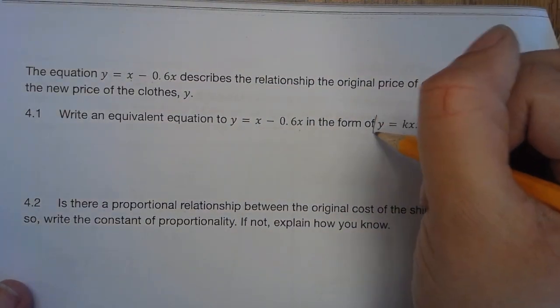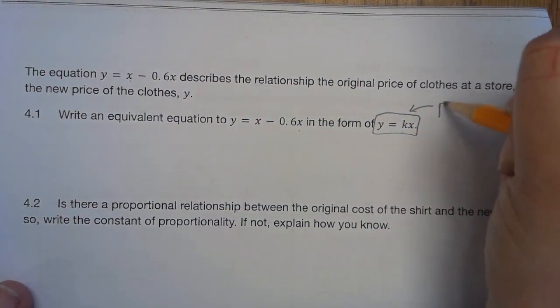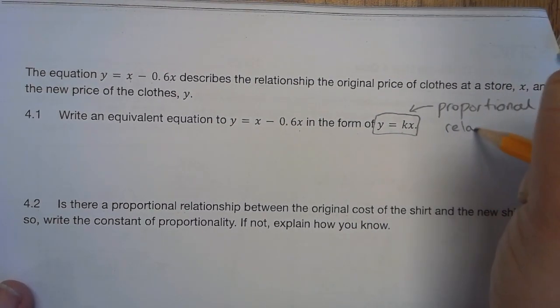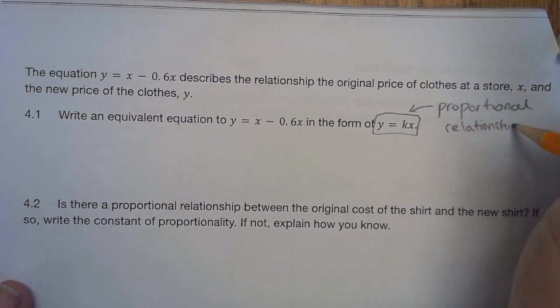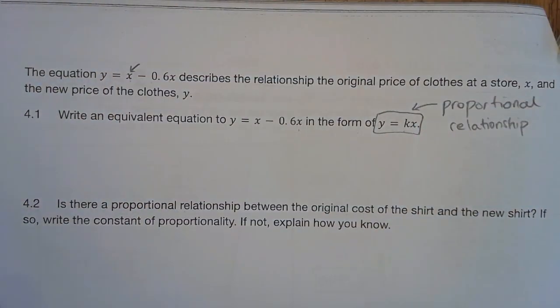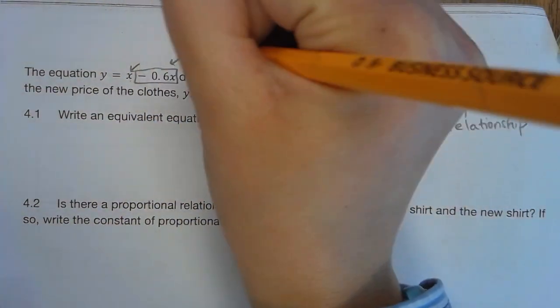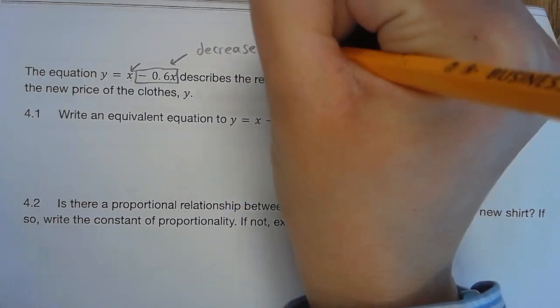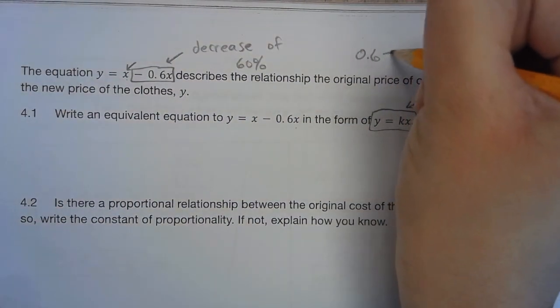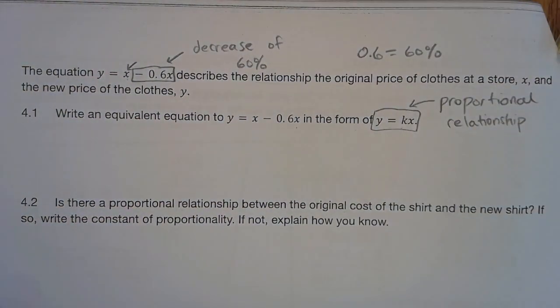Write an equivalent equation to y equals x minus 0.6 times x in the form y equals k times x. This is the standard form for a proportional relationship, where k is our constant of proportionality, because in a proportional relationship, all you do is multiply one variable by a constant number, and it gives you the other quantity. Here x is my starting amount, and then I'm subtracting 0.6 times x. So that means I have a decrease of 60% of the original price, because 0.6 as a decimal is 60% as a percent.